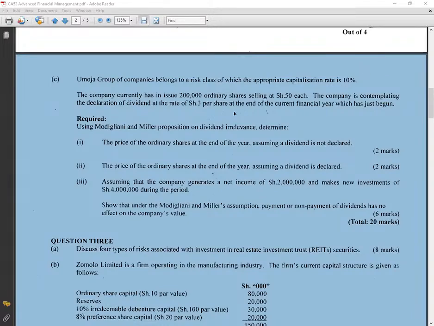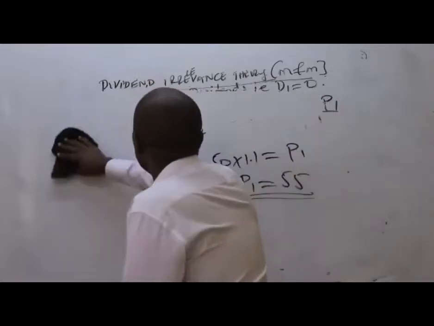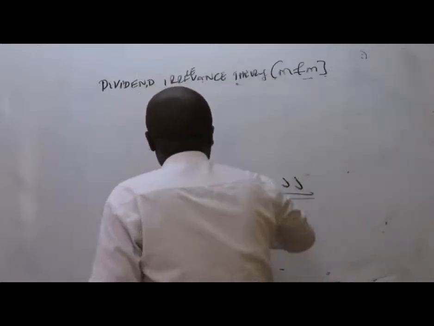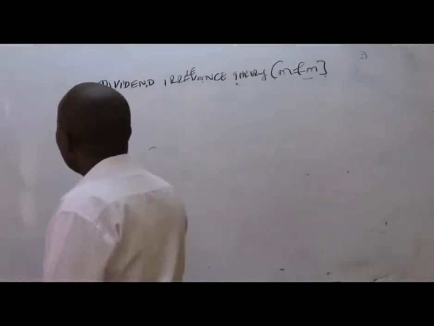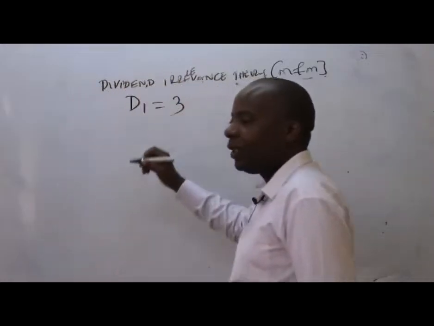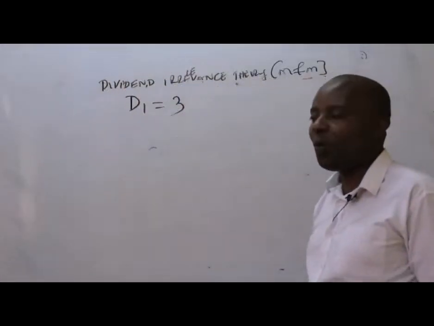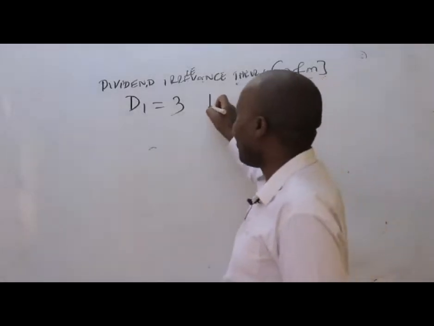But a dividend of how much? Remember, the dividend declaration we are contemplating is 3. So, ladies and gentlemen, that is quite an easy thing to do. What I need to do here is to give them D1. D1, if we declare the dividend, we can't declare any other thing apart from 3. And then, of course, the other factors will remain the same.